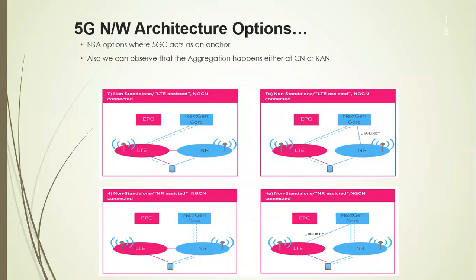And the final option 4A, here EPC is not present. The 5G core will have interfaces both with the E node B and the G node B, and UE will have two RRC connections, and UE will send signaling messages to the core network over 5G radio.